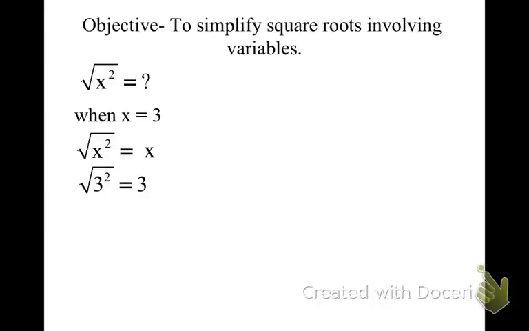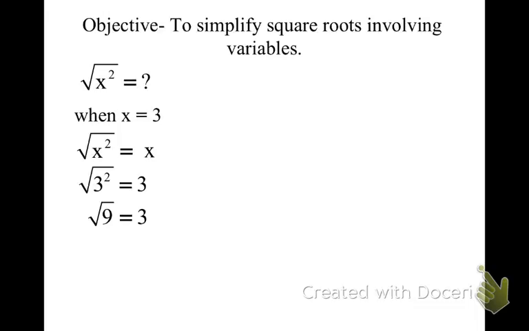Today we're doing square roots involving variables. So when I give you a statement like x equals the square root of x squared, if I were to substitute 3 in, remember x is always going to be 3, so I'd substitute it in both sides of the equation. And I end up with 3 squared is 9.